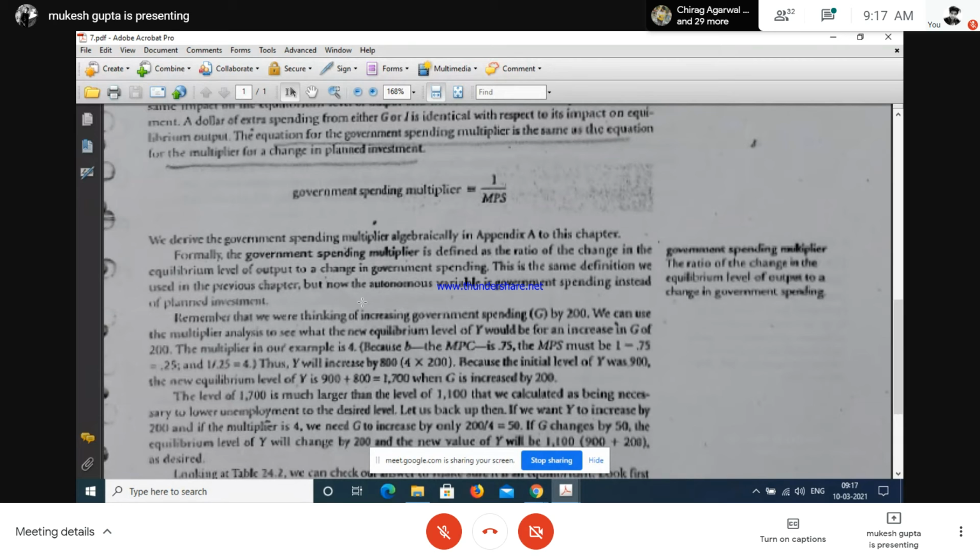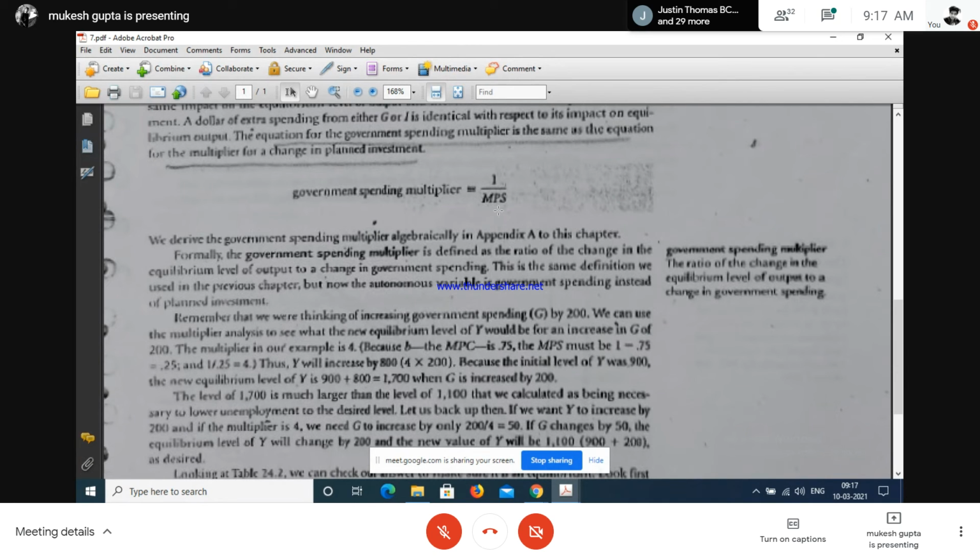Suppose income is increased by 1 rupee, and the MPC is 0.75. Out of this increase of 1 rupee, 75 paise will go for consumption expenditure, so what is left is saving, that is 25 paise. So MPS, the marginal propensity to save, is just 1 minus MPC, or we can say MPC plus MPS equals 1. And so the government expenditure multiplier is 1 upon MPS.